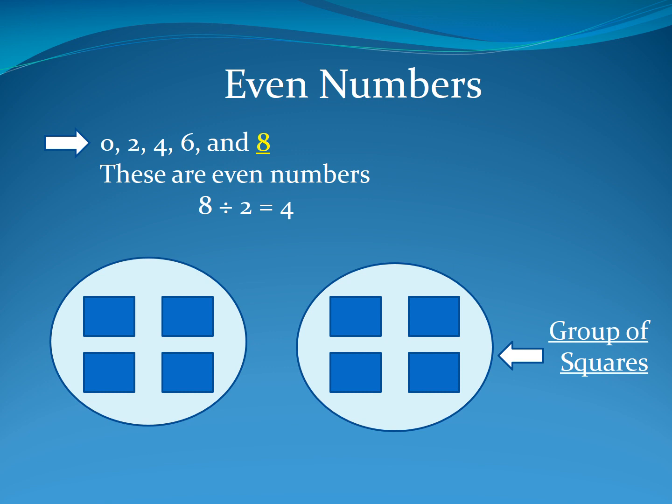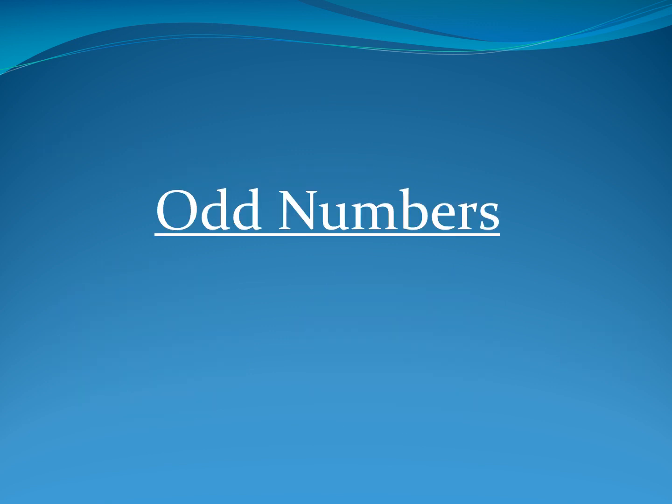Here we have separated these groups in the form of circles. A circle clearly indicates that one group has 4 squares and the other group also has 4 squares. Both have an equal number of squares, and there is no extra square left behind. Let's move on to the next type, which is odd numbers.